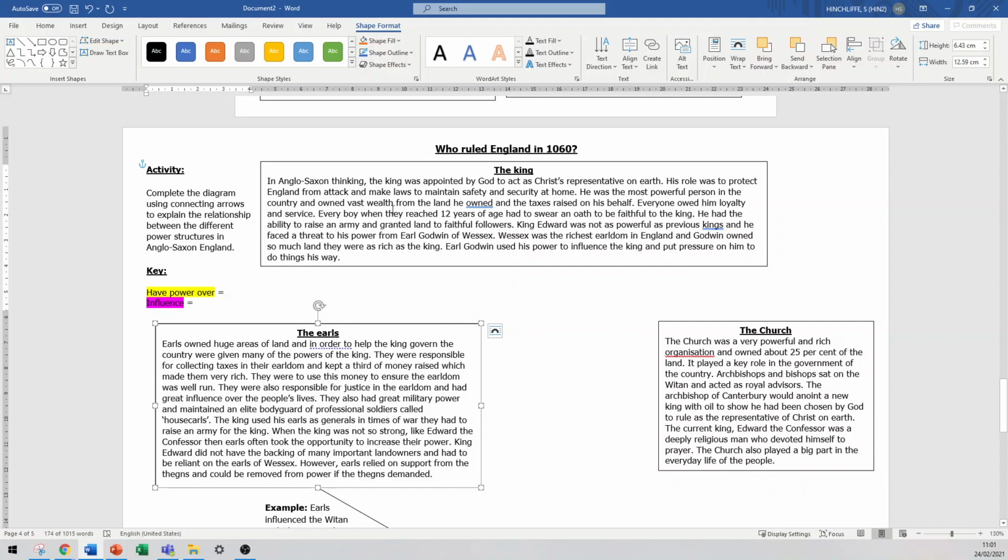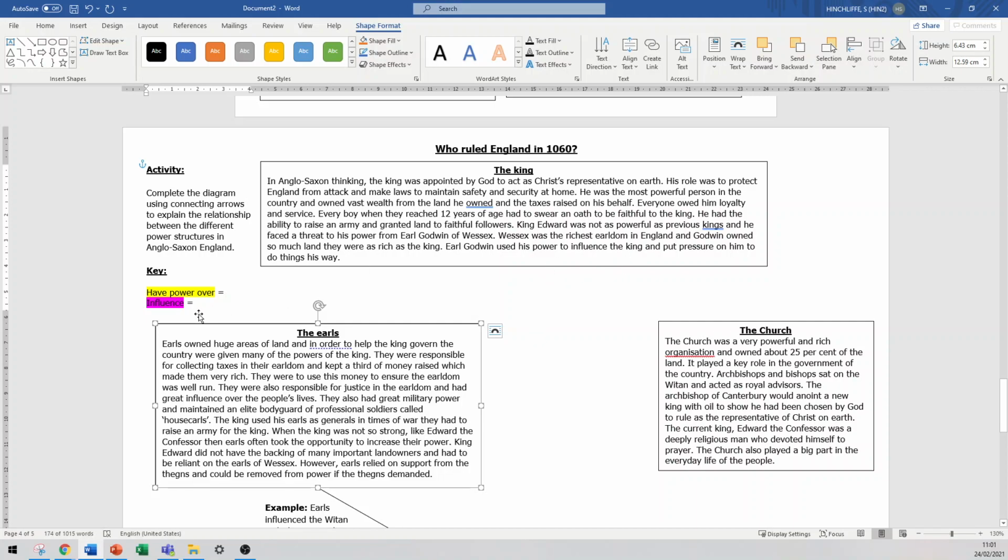He owns vast wealth from the land he owned and the taxes raised on his behalf. Everybody owed him loyalty and service. Every boy, when they reached 12 years of age, had to swear an oath to be faithful to the king. He had the ability to raise an army, and he granted land to faithful followers. King Edward was not as powerful as previous kings, though. King Edward the Confessor was the king at the time, and he faced a threat to his power from Earl Godwin of Wessex. Wessex was the richest kingdom in England, and Godwin owned as much land as the king was rich. Earl Godwin used his power to influence the king and put pressure on him to do things.